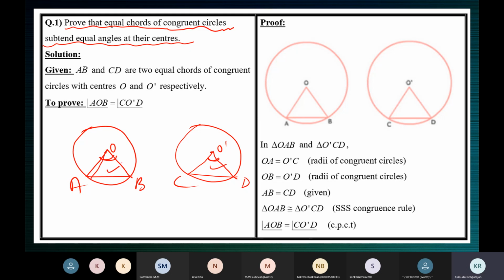And why should OA be equal to O dash C? Because they are two congruent circles. So they have the same radius. OA is equal to O dash C, radii of congruent circles.